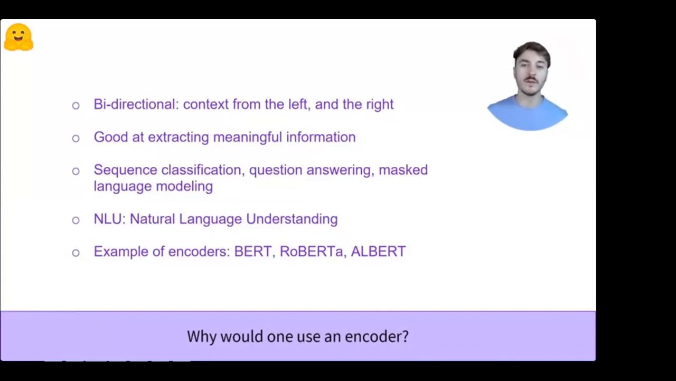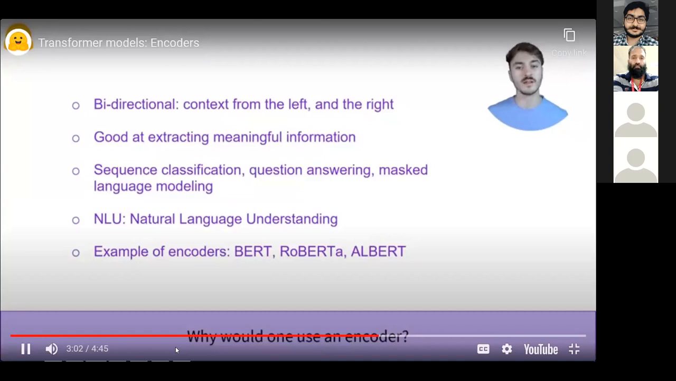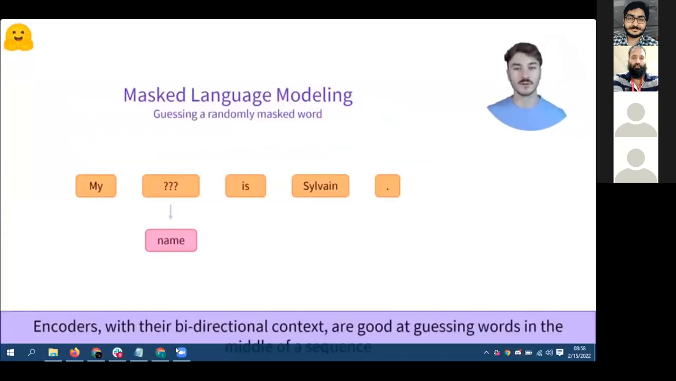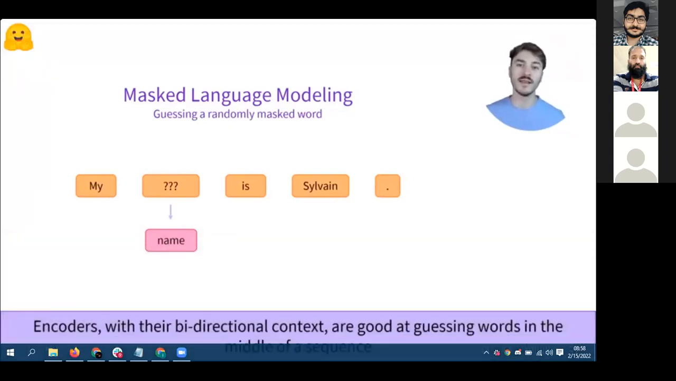This vector can then be handled down the road by additional neurons to make sense of them. Let's take a look at some examples where encoders really shine. First of all, masked language modeling, or MLM. It's the task of predicting a hidden word in a sequence of words. Here, for example, we have hidden the word between "my" and "is." This is one of the objectives with which BERT was trained. It was trained to predict hidden words in a sequence.